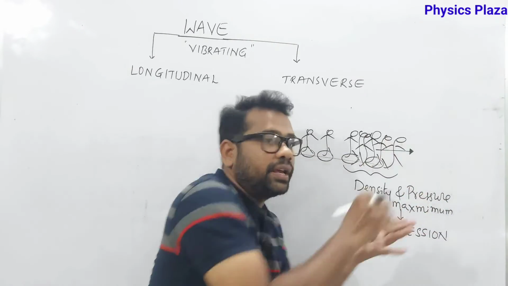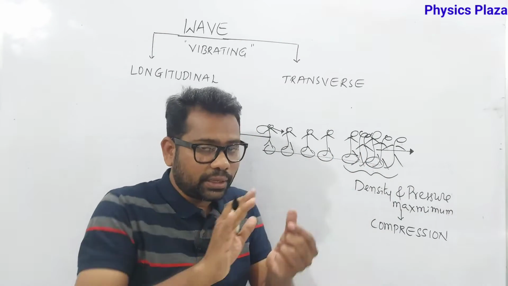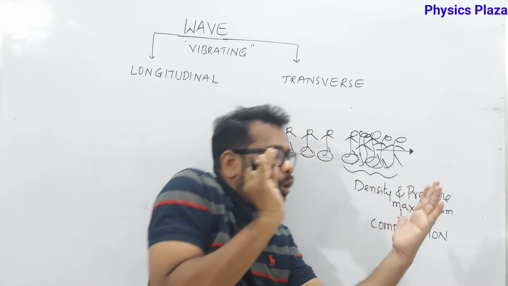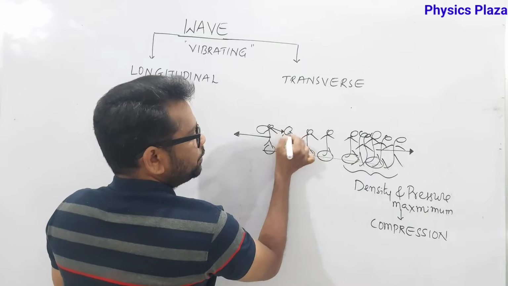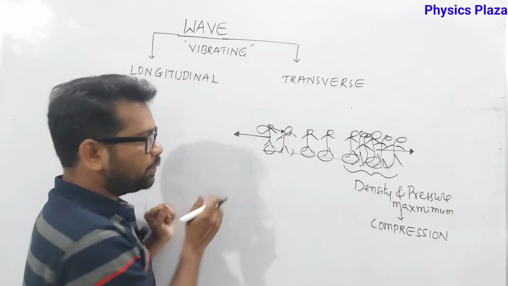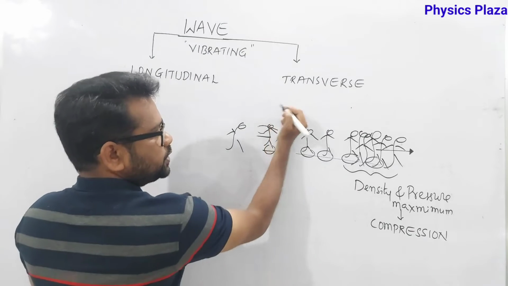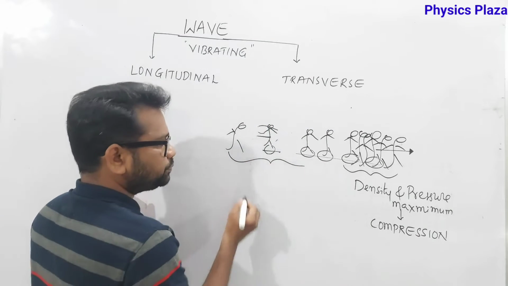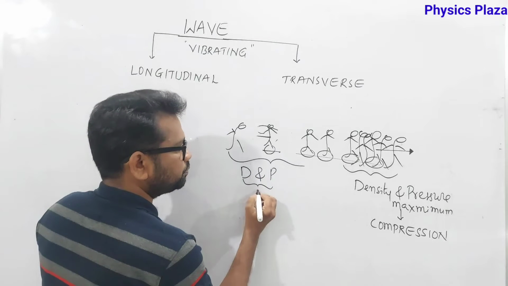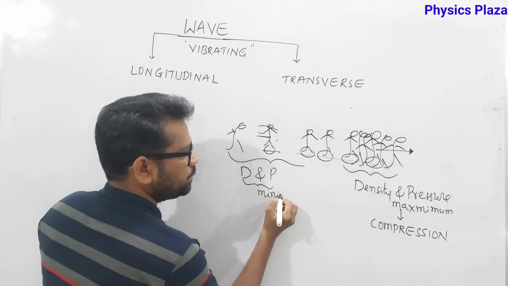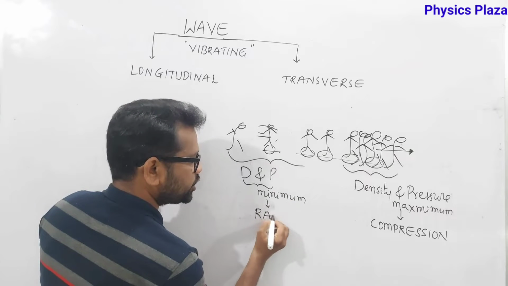When a push is given, then what will happen at the back, children? Obviously, just think, initially when the push is given, almost all will bend forward, right? So at the back, there will be some gap between the persons. There might be some gap like this. So this is a region where density and pressure is minimum. So this region only we can call a rarefaction.